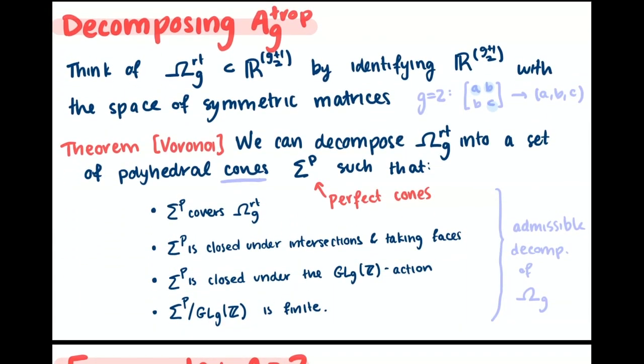So let's imagine that this blackboard is R^3, and this is the origin. That means that whatever Omega_g^rt looks like, it's some cone in R^3. And I'm going to just picture that as an ice cream cone. So this is R^3, and then this is Omega_g^rt, positive semi-definite quadratic forms with rational null space. Okay, so that's some sort of cone, and we have this GL_g(Z) action on the cone, and I guess in this case g is 2. So GL_2(Z) acts on the cone.